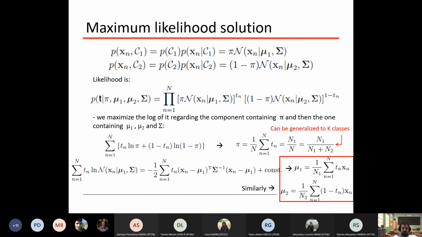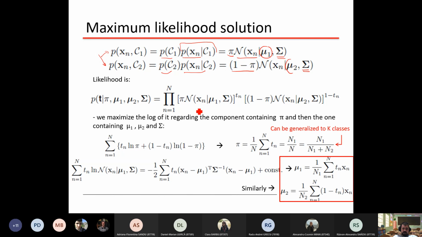Now, the joint probability of the point and the class is the probability of the class multiplied by the probability of the point given the class. This probability is pi, as we presented earlier. This probability is a Gaussian with the mean mu1 and some covariance matrix. For the second class, we have 1 minus pi, the probability of the class, multiplied by another Gaussian that has the same covariance matrix, but depends on the second mean.